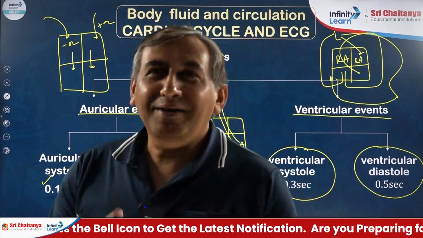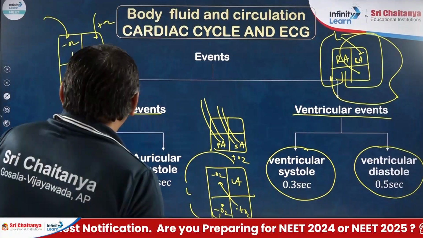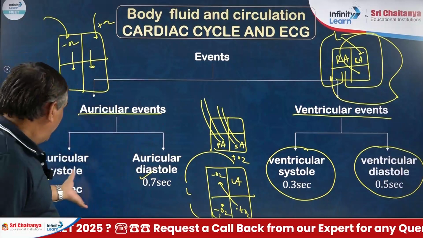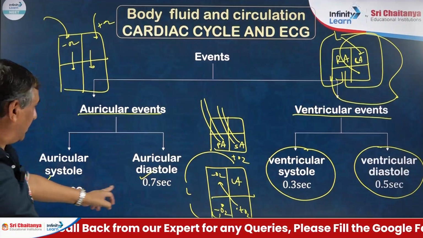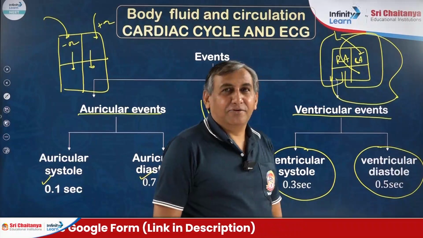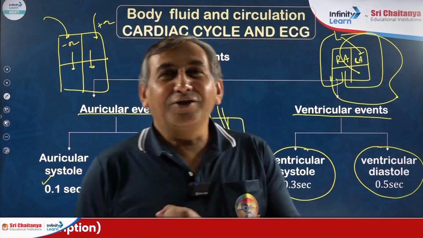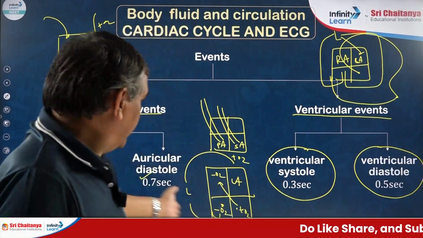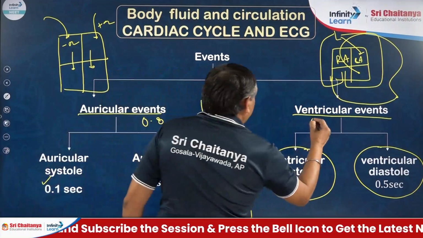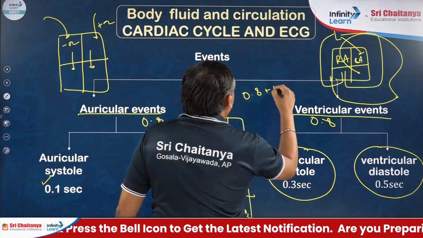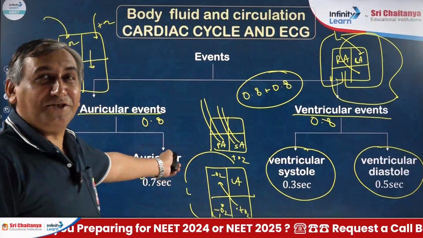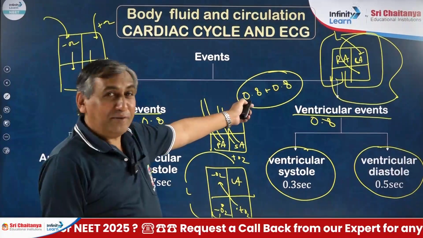Now, I got confused. Will you help me? I said the total duration of the cardiac cycle is 0.8 seconds. See, auricular events are 0.1 plus 0.7, which is 0.8. Ventricular events are also 0.8. So am I wrong? Because I said the total duration is 0.8, but you will say, sir, 0.8 for auricular events and 0.8 for ventricular events, so the total duration of the cardiac cycle is 0.8 plus 0.8. Okay, sir, you are wrong. So help me: why have I written the total duration as 0.8, and not 0.8 plus 0.8?